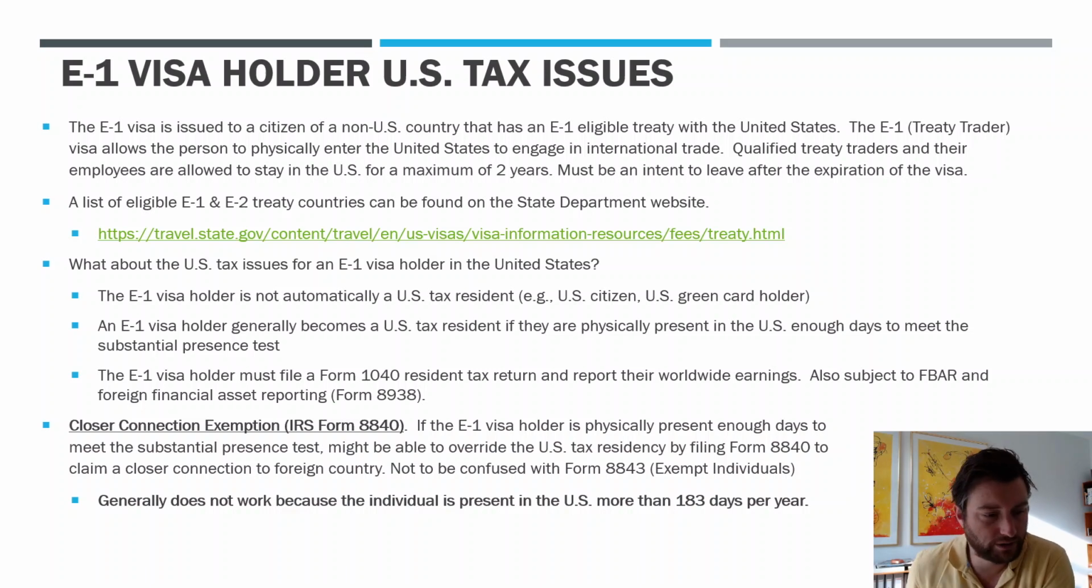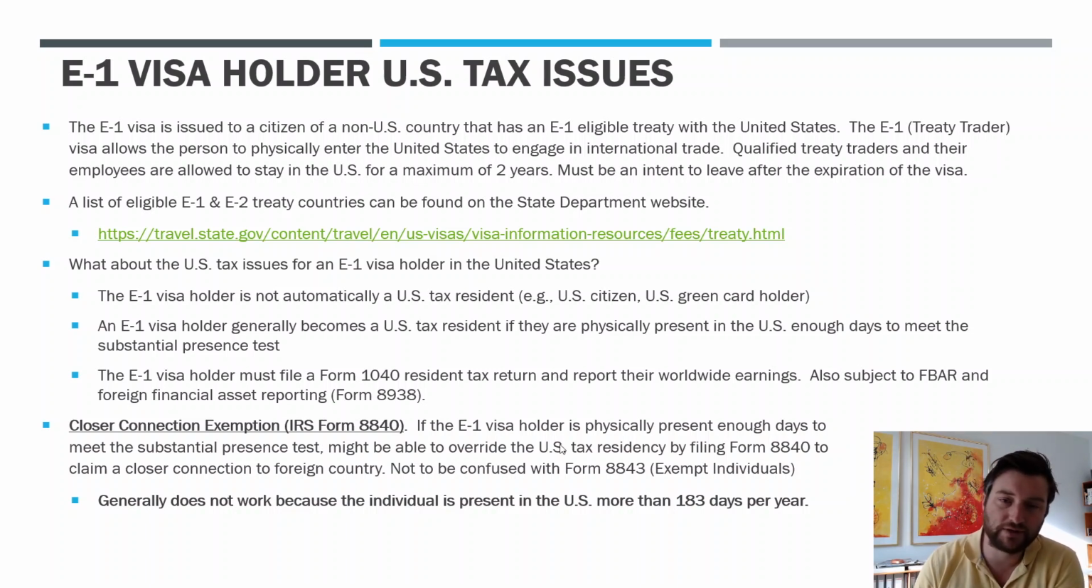All right, for this video, I wanted to talk with you about the U.S. tax issues for E-1 visa holders that are entering the U.S. So when we look at the E-class of visas issued by the U.S. government, we're generally looking at two, right? So we have E-1 and E-2 visas. The E-1 visa is issued to someone who's not a U.S. person and they are a citizen or resident of a country that has a treaty with the United States. So the E-1, it's referred to as an E-1 treaty trader visa.